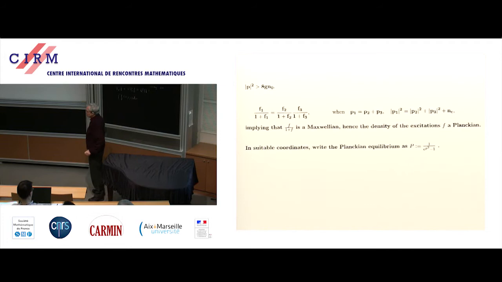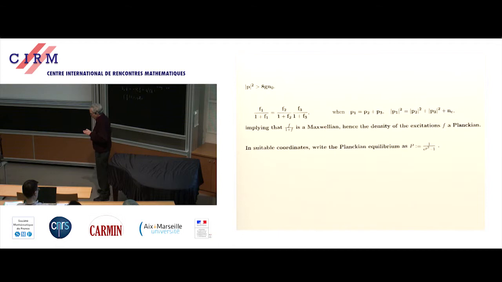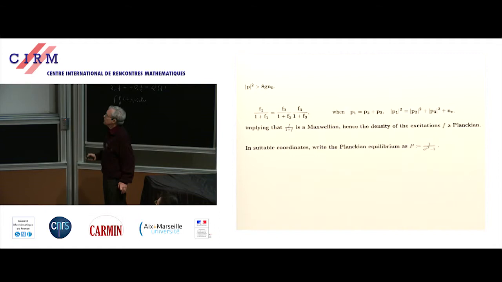If you take the collision term in equilibrium, then it should of course be zero. So if you multiply by logarithm of f over 1 plus f, this equation pops out, which tells you that the quotient is Maxwellian, so that f itself has to be a Planckian. Because of this, we can change velocity variables, and we can write the Planckian in this way.